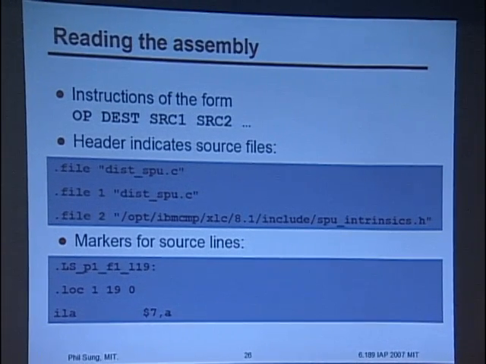So if you're looking at the generated assembly on Cell, all the instructions are going to be of the form: operation, then the destination register, and then 2 or more sources.